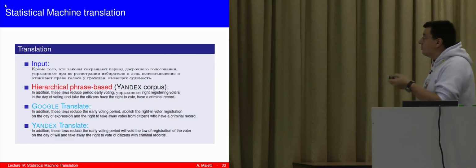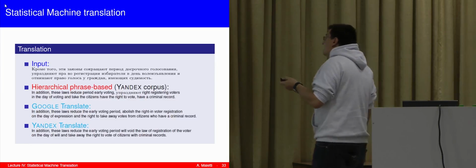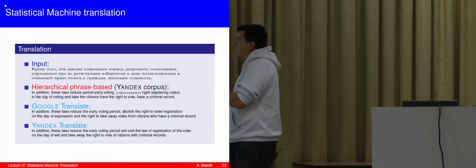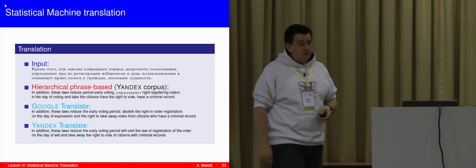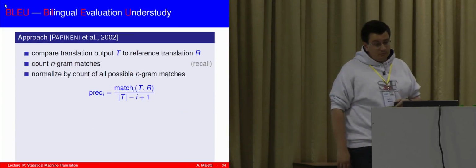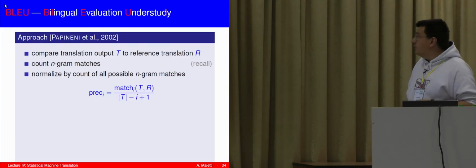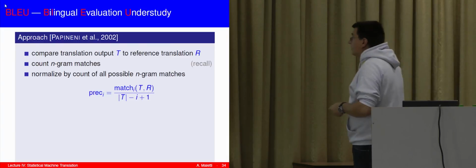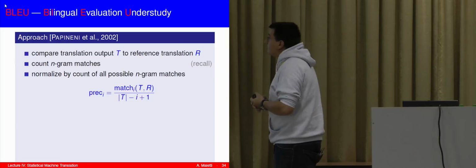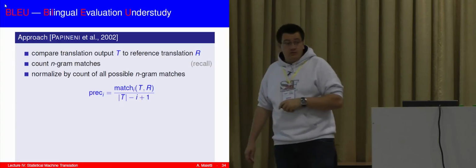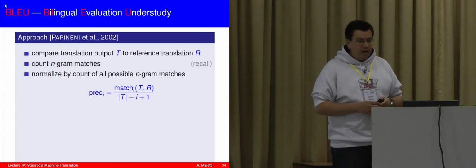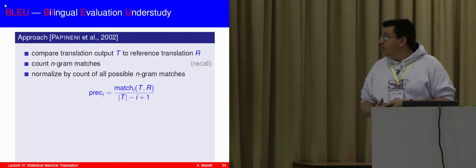Anyway, so this is what you will get. And you see, of course, that if you use such a small system, you will not be as good as Google Translate or Yandex. How do you evaluate? It's a fantastic methodology that is used here, developed in 2002. So again, relatively recent, only 12 years ago.